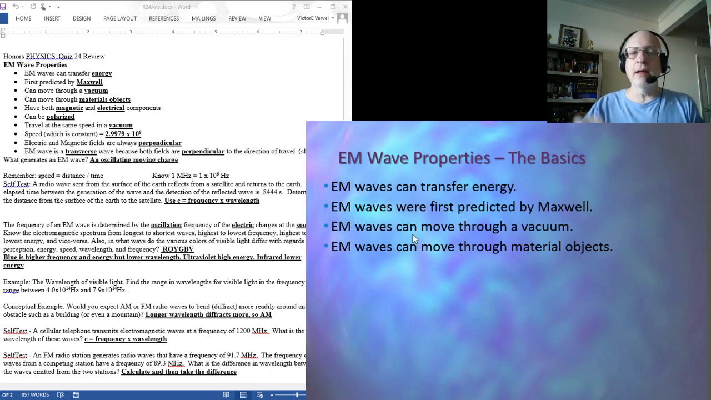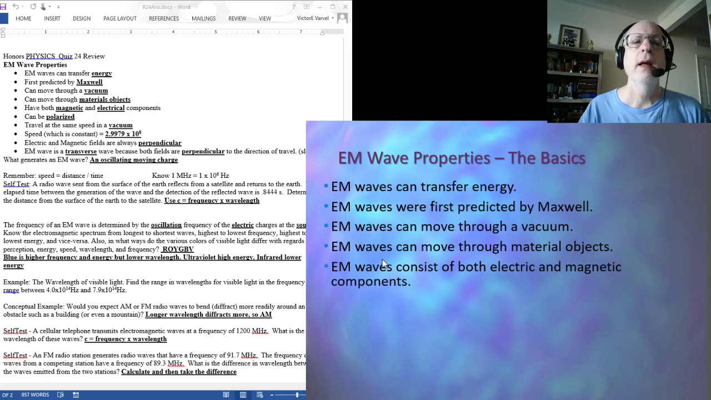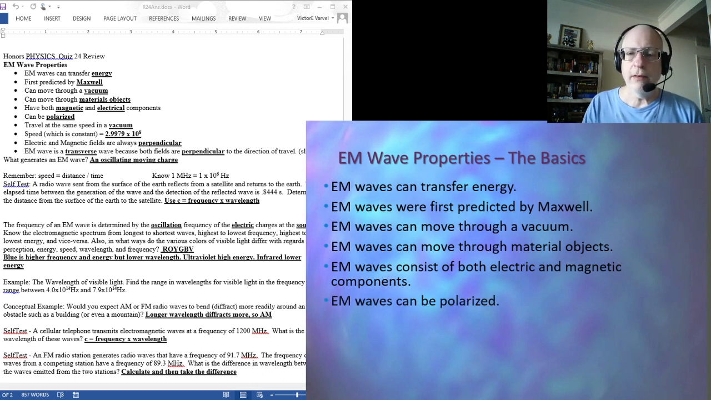Now, it doesn't say that they will move, it says that they can move, because clearly there are some electromagnetic waves, for instance X-rays, that don't penetrate lead, so they are absorbed by those materials instead of passing through them. They consist of both electric and magnetic components, so it's not just an electric wave and it's not just a magnetic wave. If you have one, you have the other. They can be polarized. We've talked about that before. That's one of the proofs that it is a transverse wave.